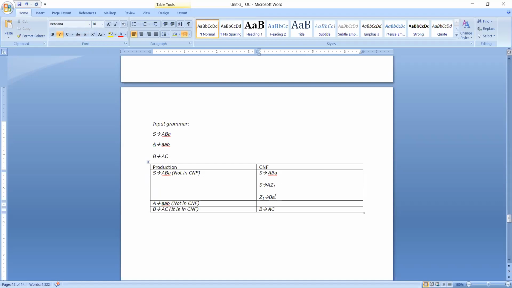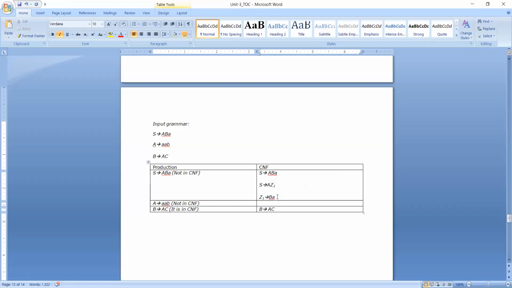Okay. Now if you observe thoroughly the Z1 productions, what we have is a variable followed by a terminal. When we look into the Z1 productions, we have capital B, small a. Two symbols are there, but the problem here is we have a variable followed by a terminal. But as per CNF form, we need to have only two variables, but we have a variable followed by a terminal.